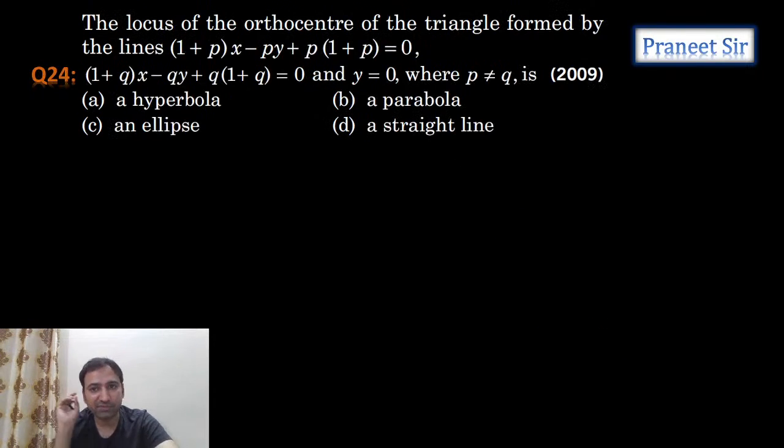Yeah, this is the next question we have. So guys, start doing this question. Locus of the orthocenter of the triangle formed by these 3 lines: 1 plus p into x minus py plus p into 1 plus p equals 0. 1 is the x-axis.